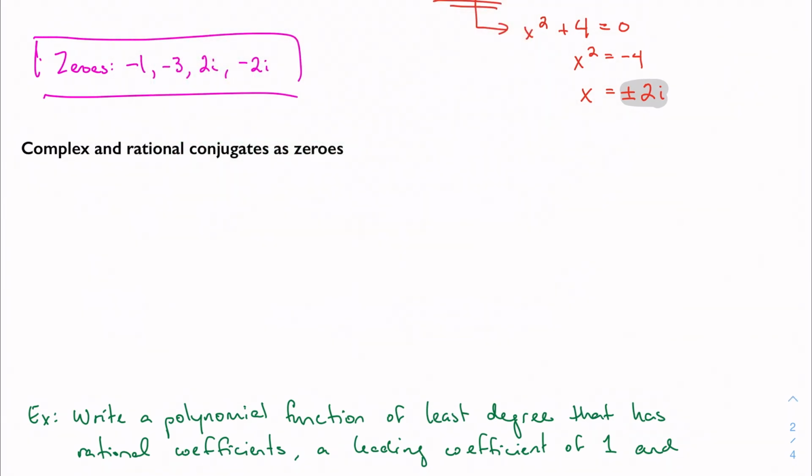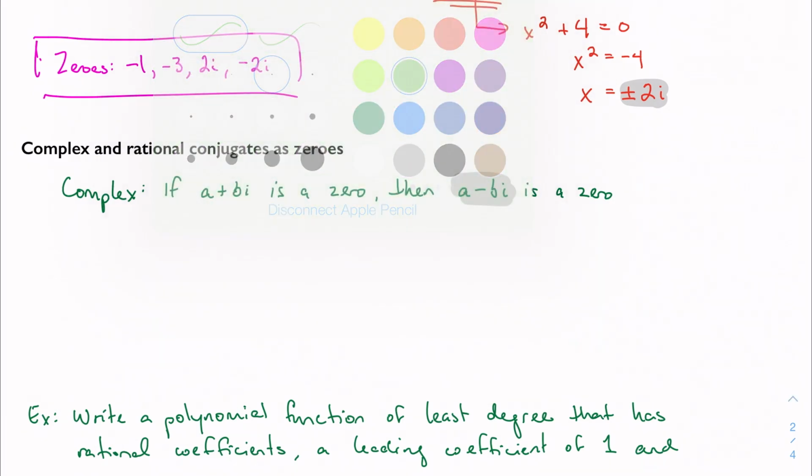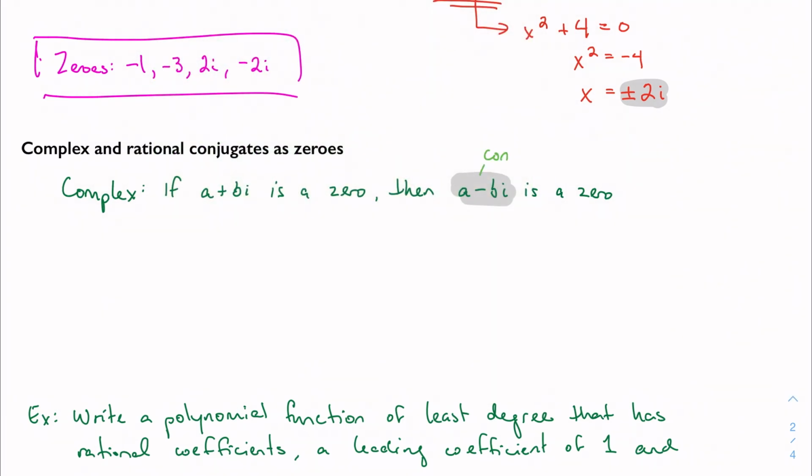So for my complex numbers, I'm going to say if any complex number, remember we used to be able to write it as a plus bi, is a 0, then a minus bi is a 0, right? It's the complex conjugate. If you remember from last chapter, right?